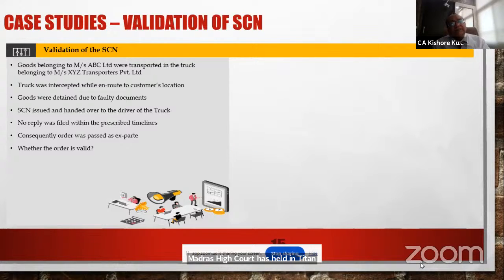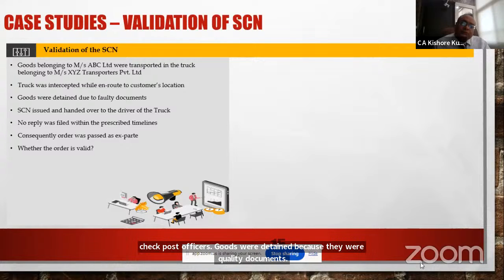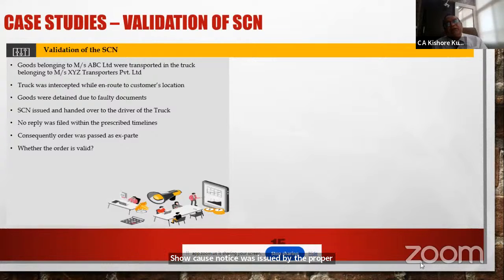Let's look at another case study, friends. Goods belonging to Messrs. ABC Limited were transported in a truck belonging to Messrs. XYZ Limited. While the truck was en route, it got intercepted by the check post officers. Goods were detained because there were faulty documents. Show cause notice was issued by the proper officer. It was handed over to the driver of the truck. No response was filed, and accordingly, the proper officer passed the ex parte order.